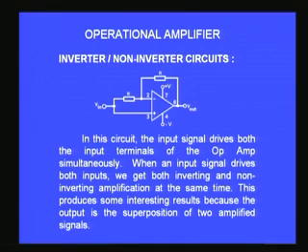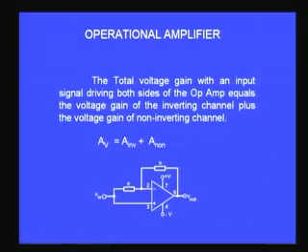Okay, that is the first part of the superposition theorem. Now in the second part, I have to ground the inverting input and apply the signal only to the non-inverting input, that is the next option. When you do that, you would find the circuit becomes totally a non-inverting amplifier.